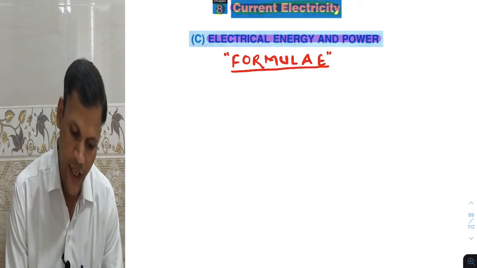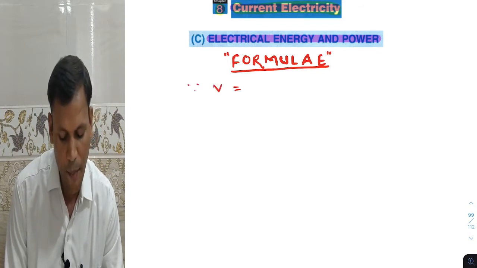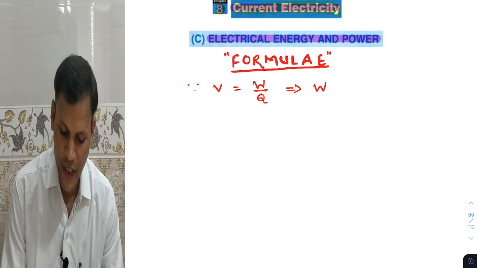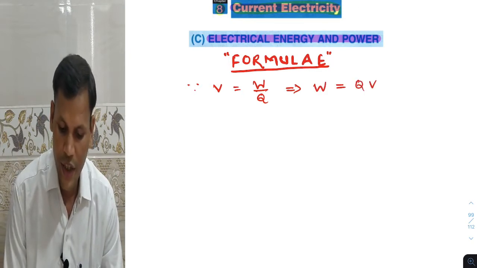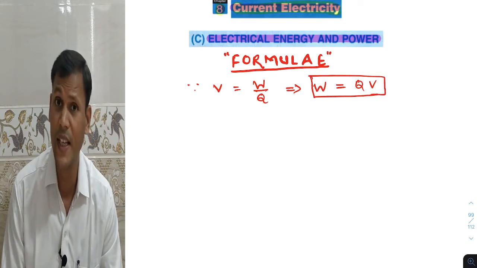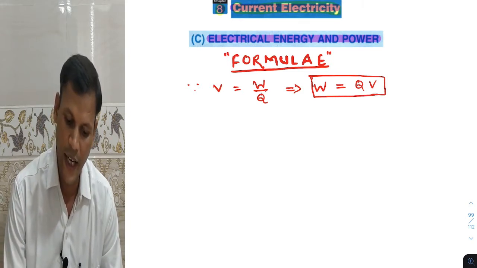First we have studied about the energy, electrical energy. Since V, electric potential, is work done per unit charge, W, work done, which is a form of energy, will be Q into V. It is one of the formulas. If charge and potential are given and electrical energy has been asked, we will use this formula.